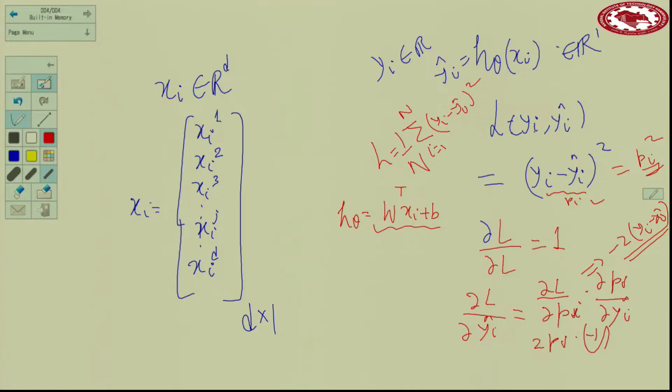Now, the question is, you have to compute the gradient of this loss function with respect to xi. So, how will it be represented? With respect to xi, it is simply d dimensional because xi is a d dimension vector. So, the output that you will get is the gradient of the loss with respect to the first element.